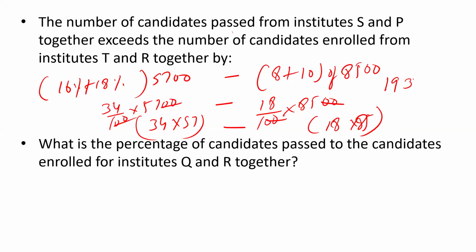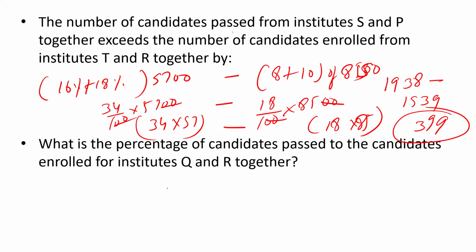So 1938 minus 1539, 399. So they're asking the difference between the candidates of S and P who passed minus T and R enrolled.